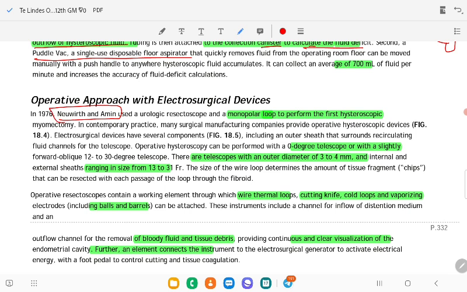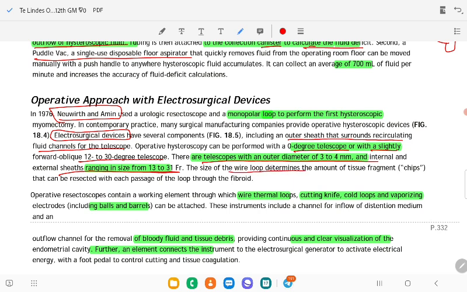In contemporary practice, many surgical manufacturing companies provide operative hysteroscopic devices. First one is your operative hysteroscope. Second is the electrosurgical device. The operative hysteroscope has several components, including the outer sheath that surrounds the recirculating fluid channel of the telescope. It can be used with a 0-degree telescope or a slightly forward oblique 12 to 30-degree telescope. The telescope has an outer diameter of 3 to 4 mm, and the internal and external sheath diameter is 13 to 31 French.